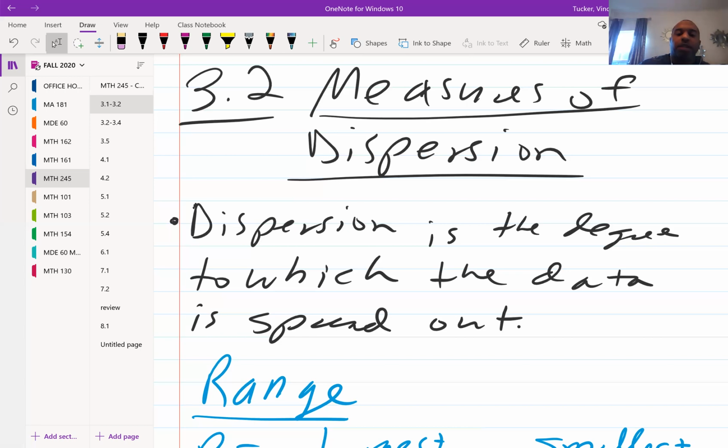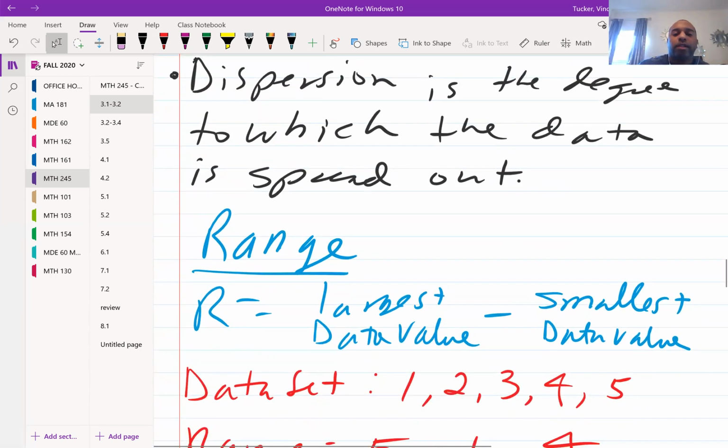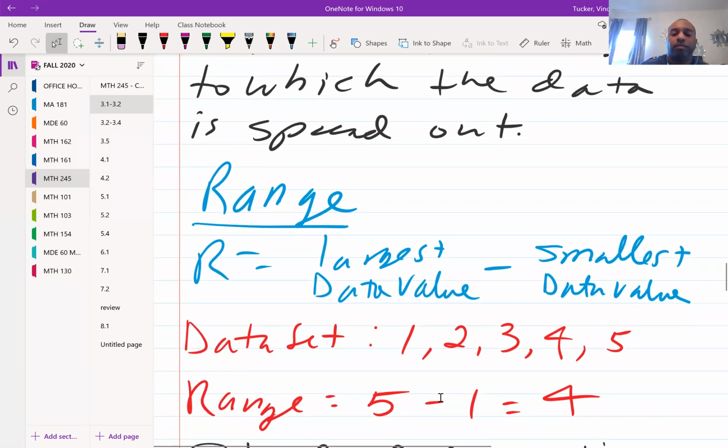All right, first thing they mention in this section is your range. So your range is just the largest value minus the smallest value. So going back to our data set of 1 through 5, if I wanted to find the range of that data, I would do 5, which is the largest value, and subtract 1, which is my smallest value, and that will give me 4.